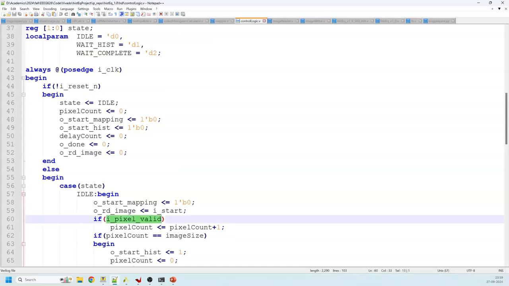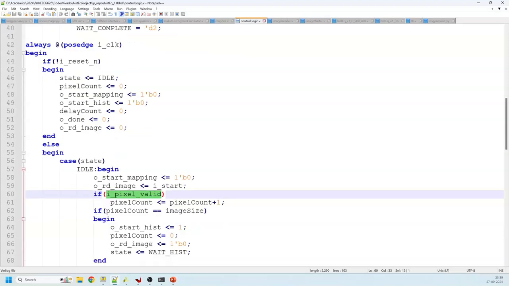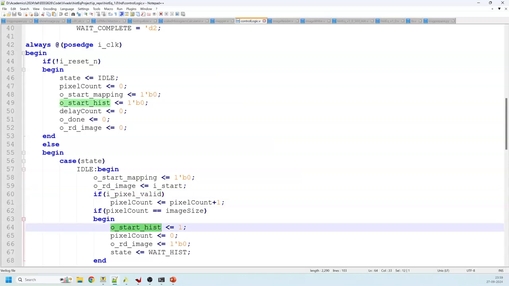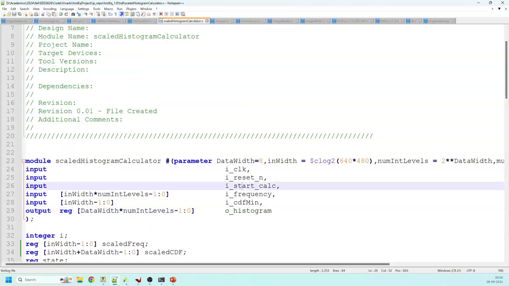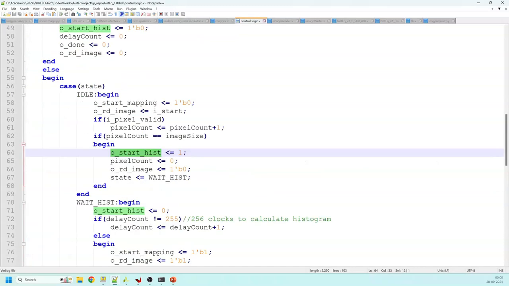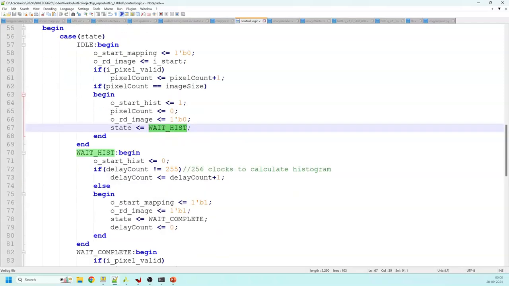One control signal that goes to the control logic is the pixel valid signal from the streaming interface. By looking at the pixel valid, the control logic can find out whether our IP has received the entire image or not. Once it finds the entire image has been received, it will make this dark hist signal 1. It is nothing but the signal used here for doing the histogram calculator. Then it will wait here for 255 clock cycles until the mapping function is over.